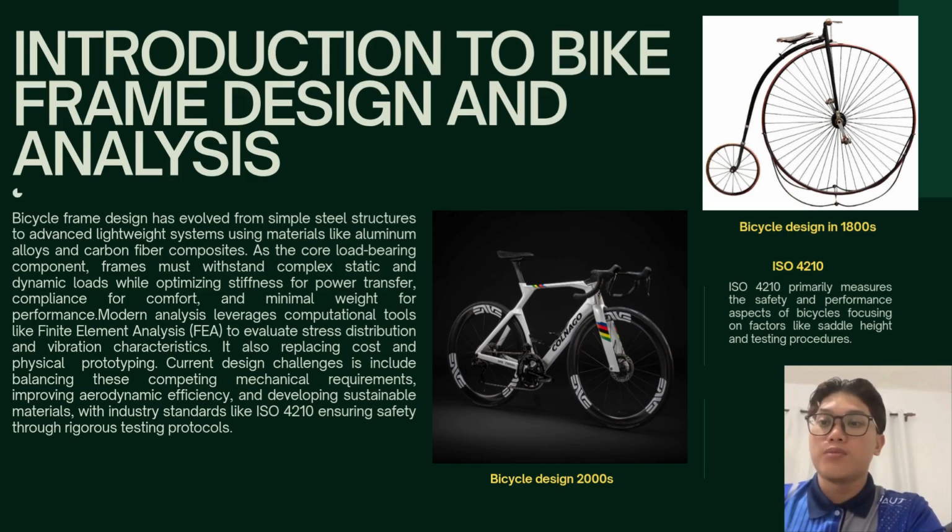First, the introduction to bike frame design analysis. Bicycle frame designs have evolved from simple steel structures to advanced lightweight systems using materials like aluminum alloy and carbon fiber composite. As the core load-bearing component, the frame must withstand complex static and dynamic loads while optimizing stiffness for power transfer, compliance for comfort, and minimal weight for performance.